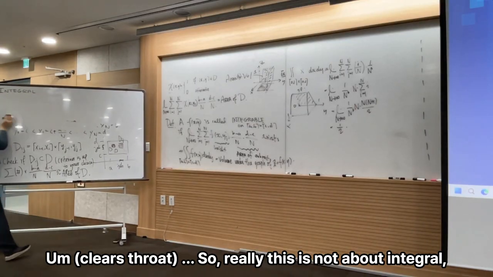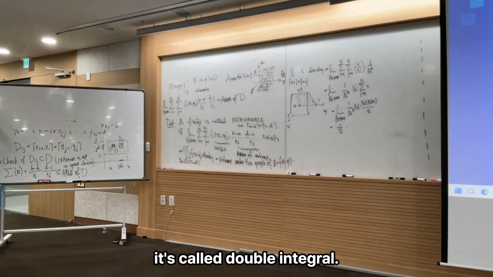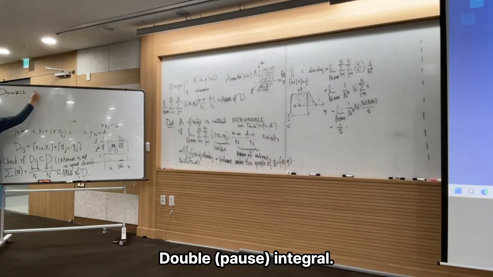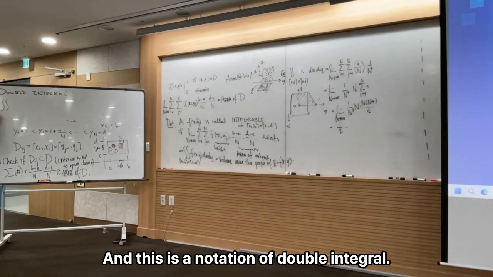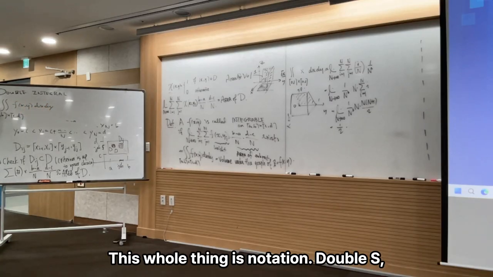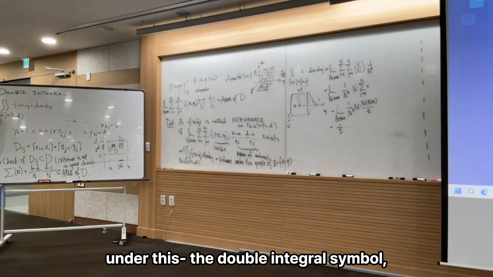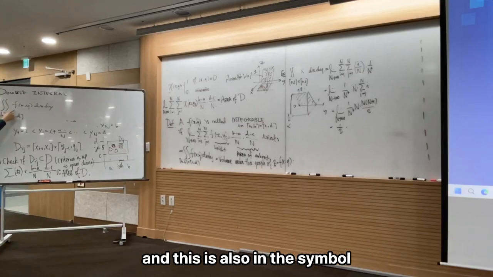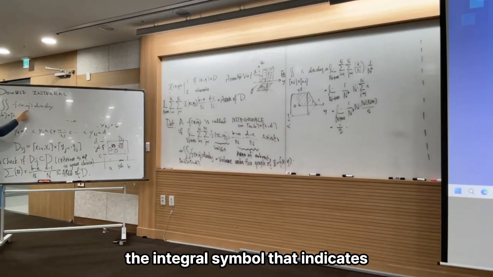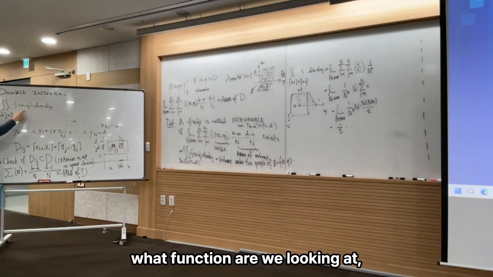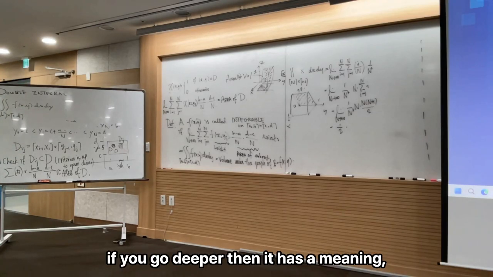So really, this is not about integral. It's called double integral, and this whole thing is the notation of the double integral. The double S, the integral symbol, is a notation. The region also has to be written down under this double integral symbol. And the symbol that goes inside the integral indicates what function we are looking at. And dx dy, if you go deeper, has a meaning.